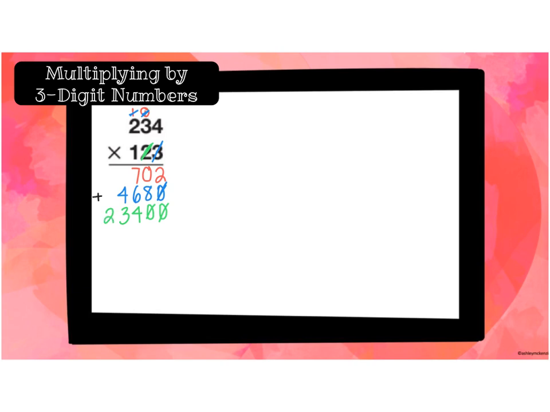So now I can add all of my partial products together. 2 plus 0 and 0 makes 2. 0 and 8 and 0 makes 8. 7, 6, and 4 is 17. 1 plus 4 is 5, plus 3 is 8, and then 2. So my answer to this problem is going to be 28,782.